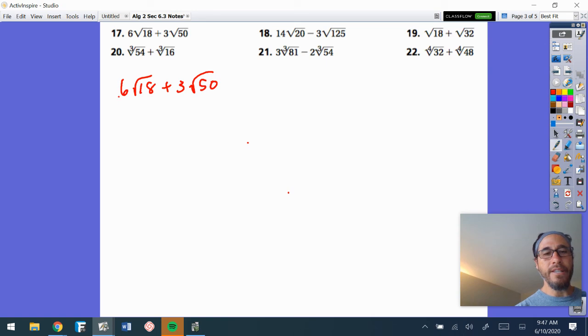Well, let's take the first term and simplify it. How do I simplify it? Well, we take the number underneath there. That's 9 times 2. That's a 3 and a 3, right? What does that mean? That means it's 3 squared.